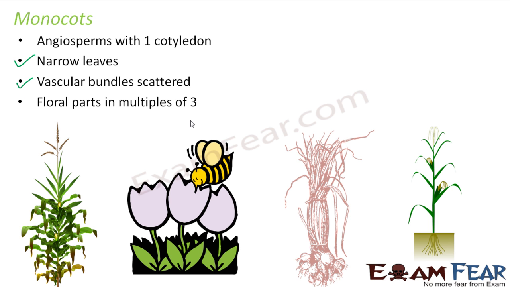Floral parts are in multiples of 3. So there will be 3 parts of the flower. So the floral parts are in multiples of 3. Some of the examples of monocots which you see here are the maize plant, which is an example of monocot, or the onion, which is again an example of monocots. So this was all about the dicots and monocots.